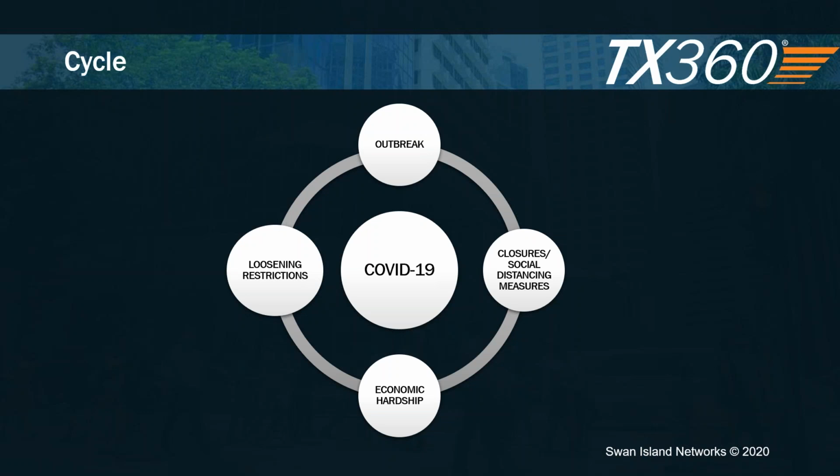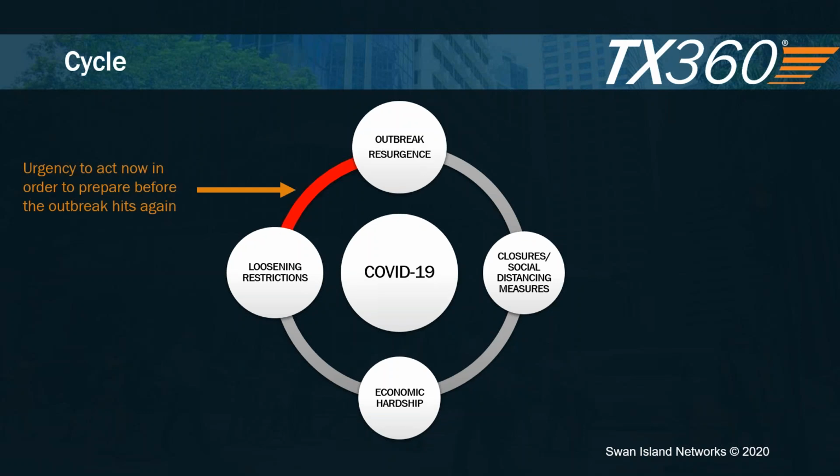This in turn has the potential to lead to a new outbreak of infection, should these restrictions be eased before meeting the recommended criteria. We're currently finding ourselves in the part of the cycle marked here in red, in between the loosening of restrictions and a possible new outbreak or resurgence. There is somewhat of an urgency to act now before this second outbreak occurs, should it occur, in order to best prepare for a worst case scenario. Hopefully this discussion will allow you to feel slightly better prepared to tackle this potential resurgence.